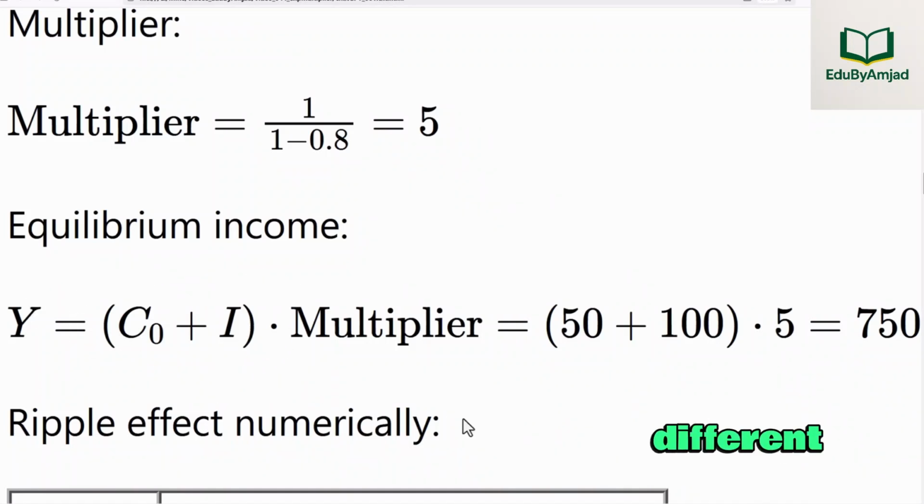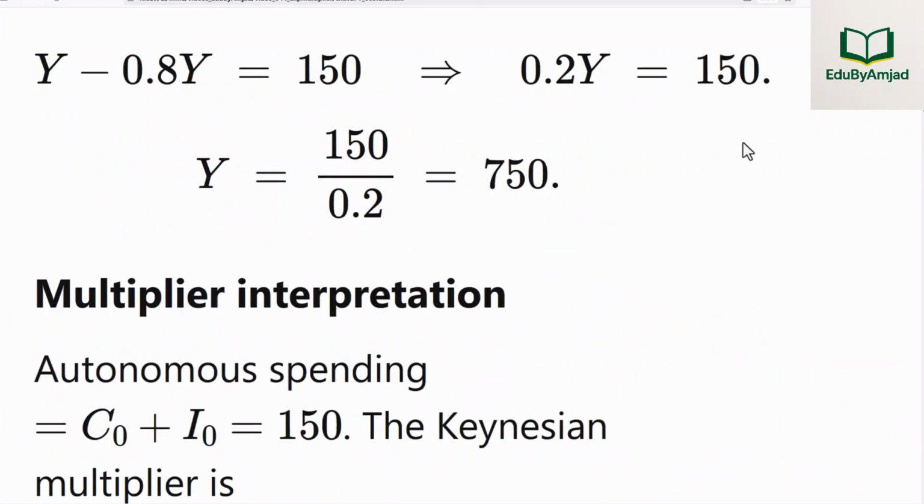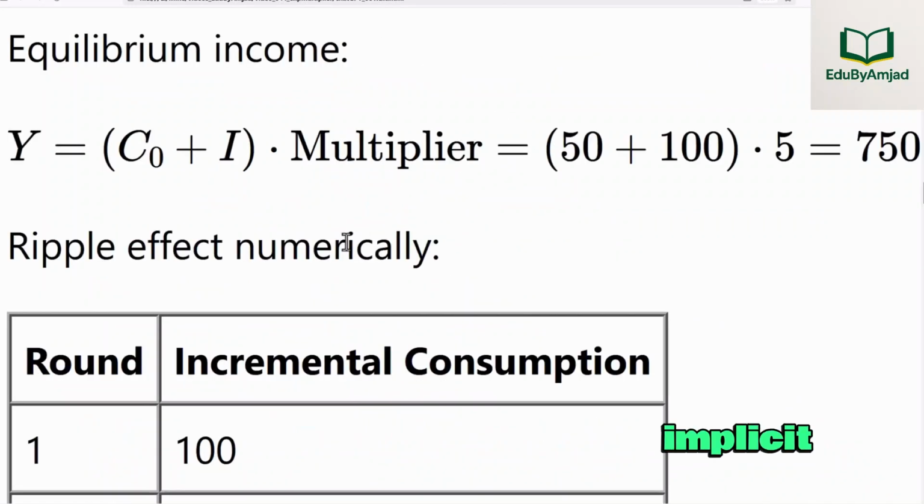These are simply different ways of representing how equilibrium national income is determined, depending on how we rearrange the national income identity, whether we show the multiplier explicitly, or leave it implicit within the equation.